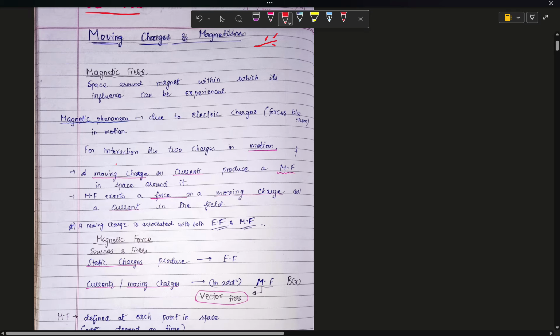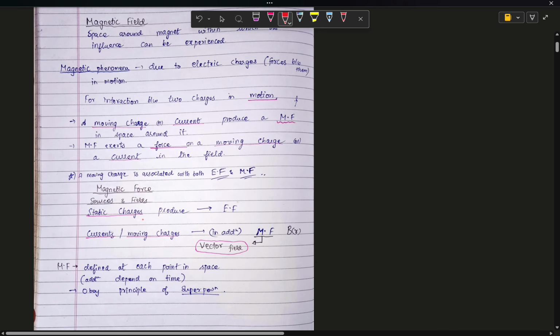Magnetic phenomena: you can just read the theory points. Magnetic force means what? Static charges produce an electric field. In the first chapter, electrostatics, you might have seen a charge kept at a place which is not moving. That is called a static charge, and it produces an electric field. But if a charge is moving, if it is in motion, then it produces a current, right? Current means charge moving, the basic definition of current. In that case, in addition to the electric field, a magnetic field will be produced. That magnetic field is a vector.